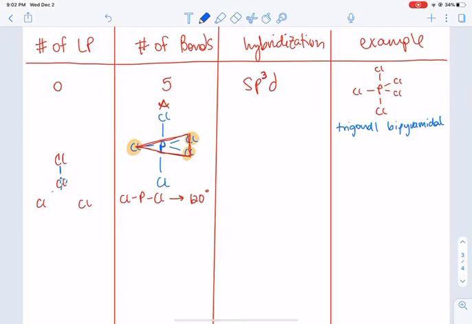Now, what shape do these chlorines take? They take the same shape as trigonal planar. And the angle we know for trigonal planar is 120. So one of the angles for trigonal bipyramidal is 120. This is bird's eye view. The angle between those chlorines and phosphorus is 120.